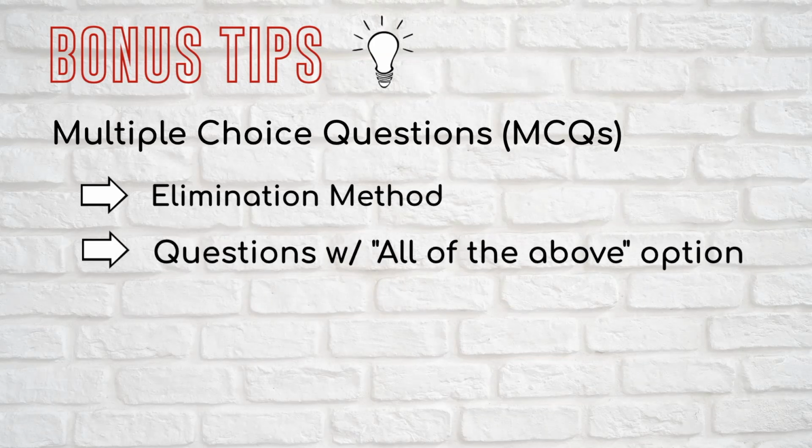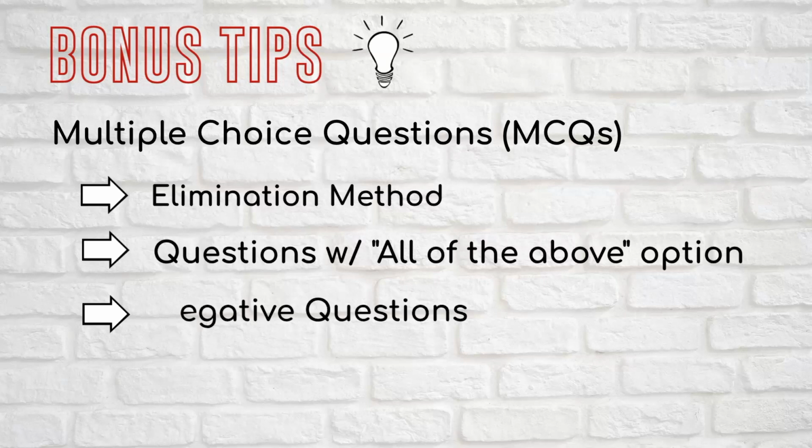Second, for questions with all of the above option, first you need to analyze each option. If you are able to verify 2 options and then all of the above is also a choice, then there is a high chance that all of the above is the correct answer. Third tip relates to negative questions. So you may encounter questions wherein the correct answer is the exception among all the options provided. So this is the case for multiple choice questions with words like not, except, false, and least. Again, the correct answer here is the outlier or the exception among all the options.